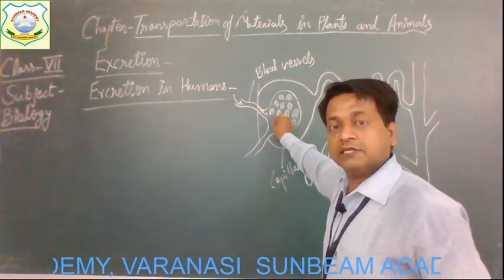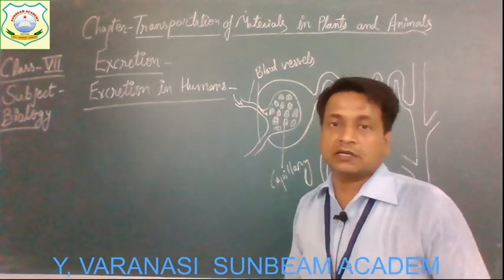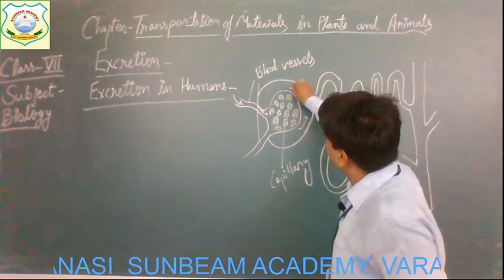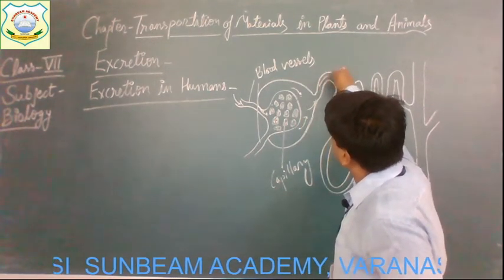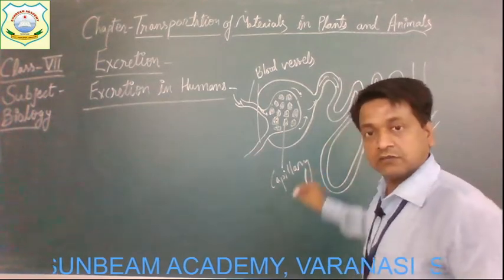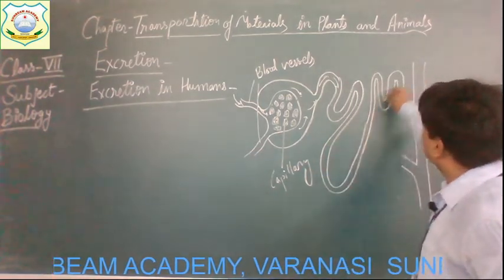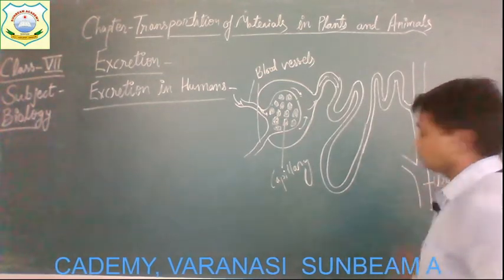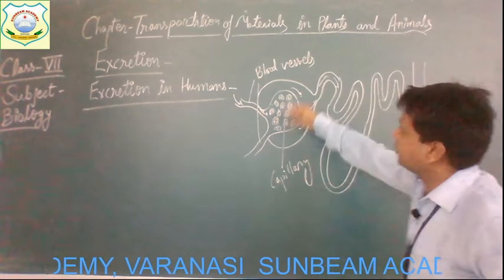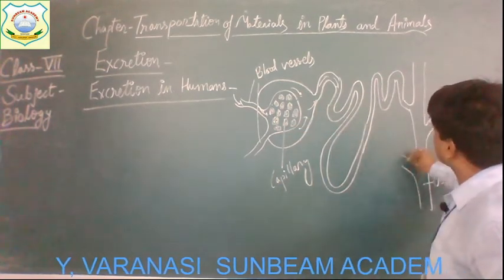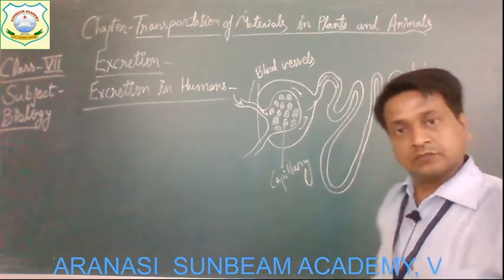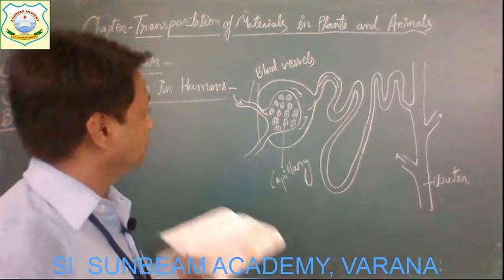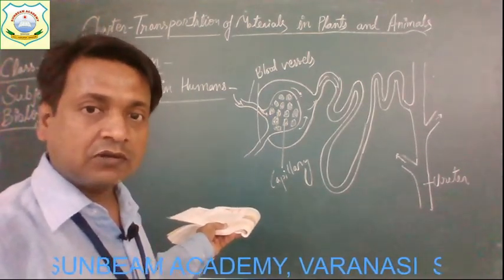From the capillaries, the filtration of the blood is going to occur, and all the waste material gets collected in this part and moves through this tube-like structure. Get it, children? And at last it goes to the ureter. This is the ureter, and from the ureter the different kidneys are joined. So this is the structure of a single nephron. Understood, children? The structure of the nephron?